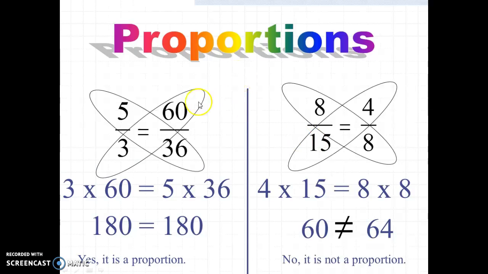And here are your answers. 36 times 5 is 180. 3 times 60 is 180. So 180 equals 180. It is a proportion. This side, the right side. 15 times 4 is 60. 8 times 8 is 64. 60 is not equal to 64, so it is not a proportion.